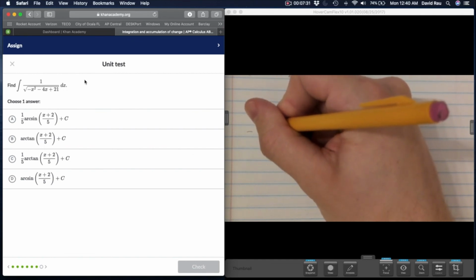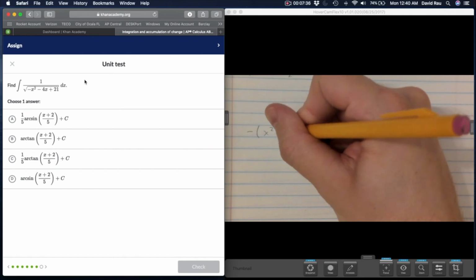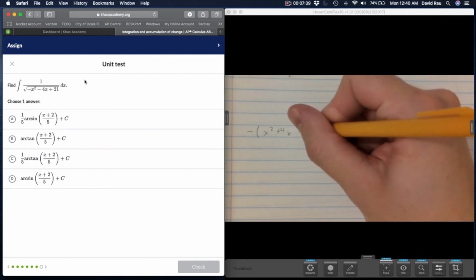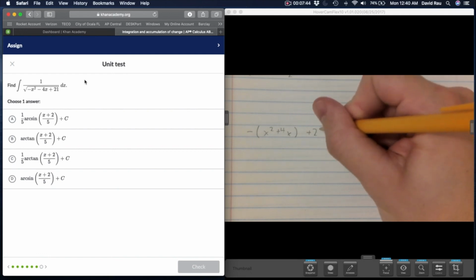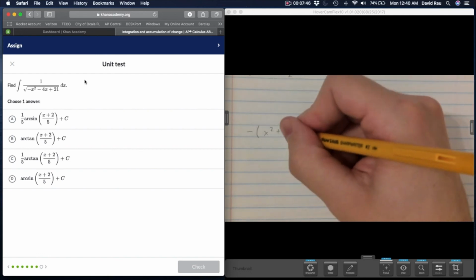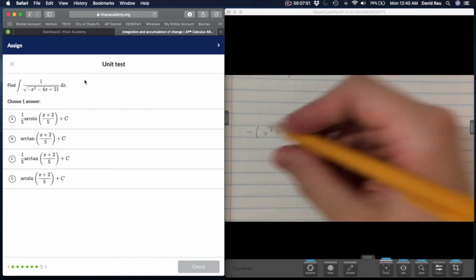First thing I'm going to do is factor out the negative. And I'm actually going to leave a plus 21 on the outside. So if I redistribute this negative, I'd be good to go. This is how I complete the square. There's many ways to complete the square, but this is just my recommendation.